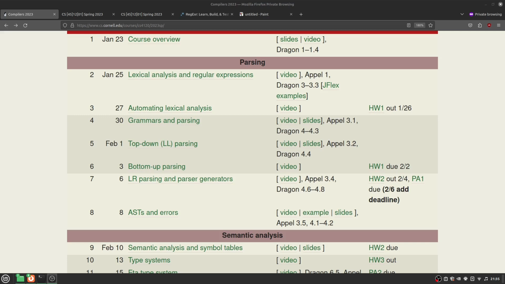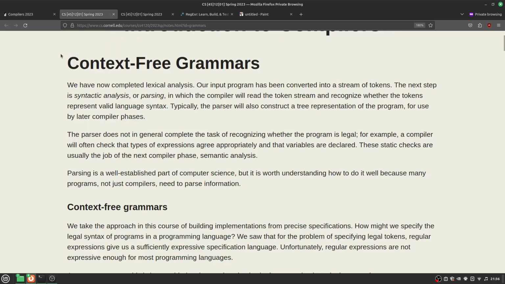Okay, looks like we are now done with lexical analysis specifically, and we're moving on to syntactic analysis and parsing. So yeah, let's get started. We're going to do lesson 4, grammars and parsing. Context-free grammars. We have now completed lexical analysis.